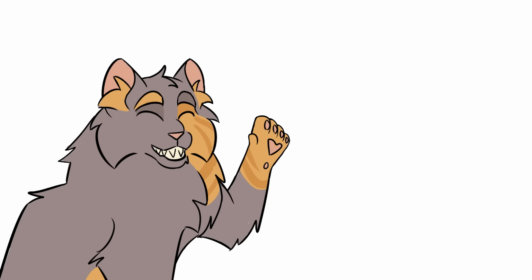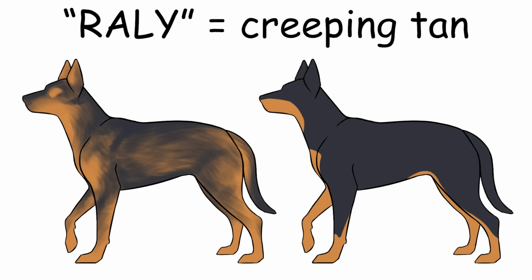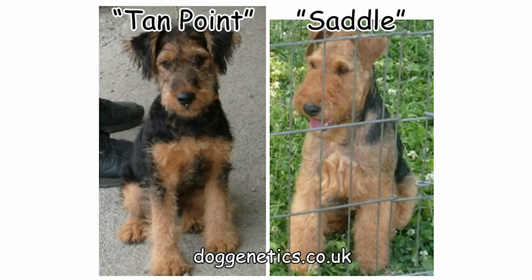One more gene before we get to the practice squares, though. Both tan points and wolf gray can be modified by a separate gene on a separate locus called rally, which causes creeping tan. If a pointed or wolf gray dog has creeping tan as well, then the dog is born with a normal pointed or wolf gray pattern, but as they age, the red pattern expands upward until the black retreats. Once the red is past the head, it starts being, confusingly, also called saddle.